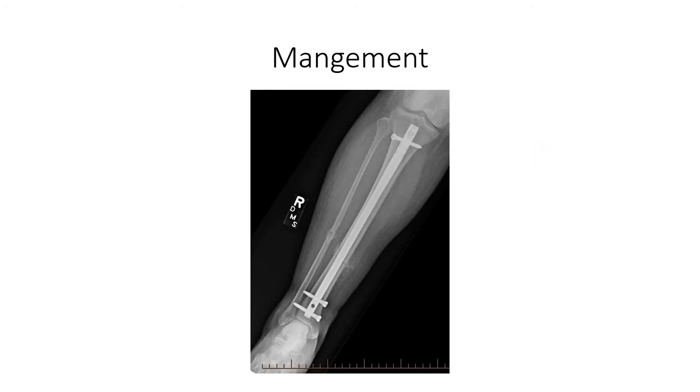Management of tibia fracture depends on whether the fracture is closed or open. In a closed fracture with acceptable alignment, we can use non-operative treatment. In an open fracture, or with non-acceptable alignment, we have to move to surgery.